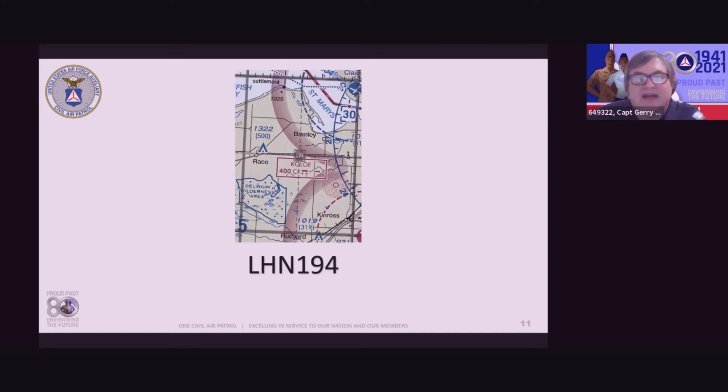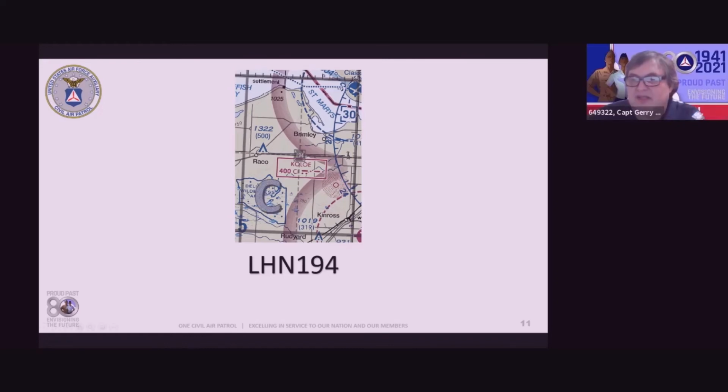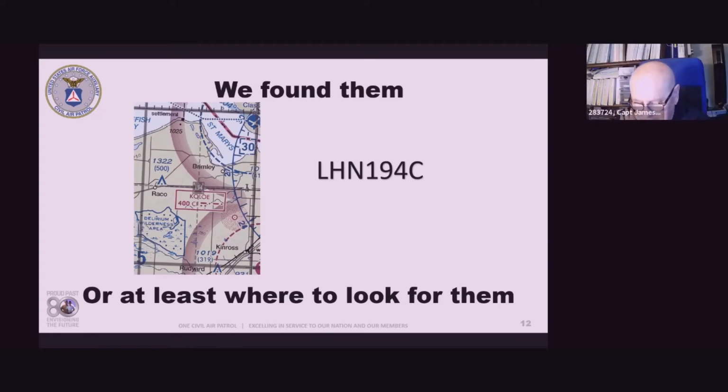Now we need one final identifier. What quadrant is our objective found? Charlie. In Charlie, correct, right? We're looking for the Delirium Wilderness. So there we go. We found them, or at least where we look for them. So our search assignment area would be given as LHN 194C. And you can actually break the C down into another A, B, C, D.